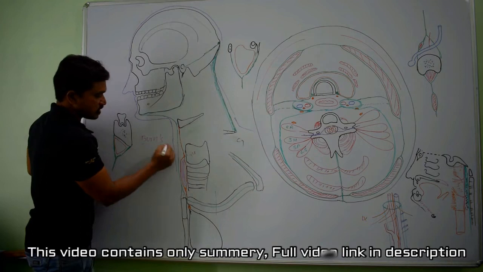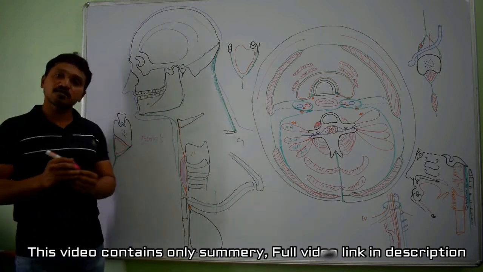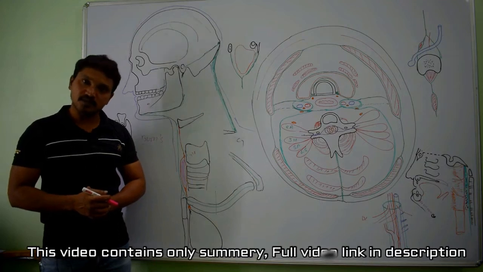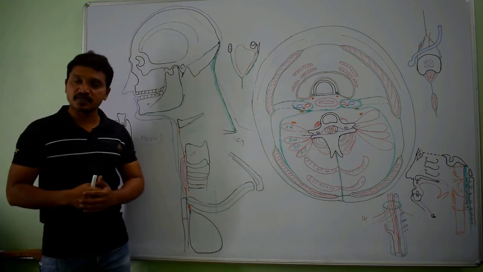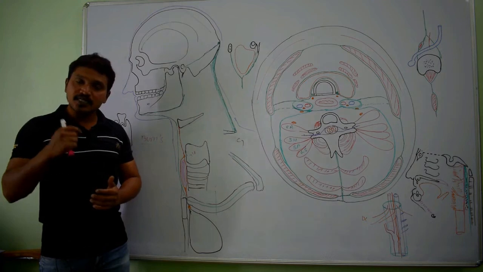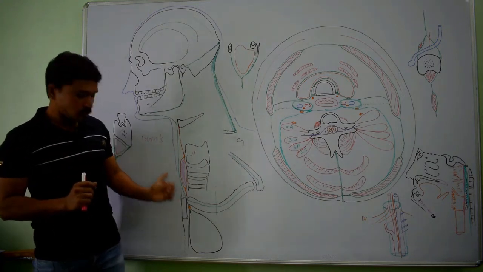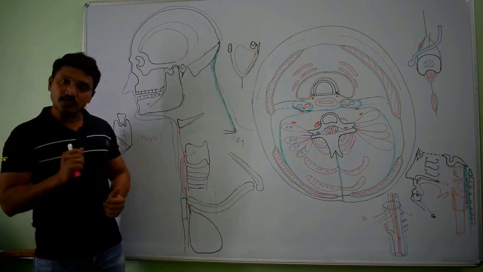This space we call suprasternal space of Burns, B-U-R-N-S apostrophe. Then what are the contents of suprasternal space of Burns? There will be anterior jugular venous arch, interclavicular ligament, sternal head of sternocleidomastoid and a few lymph nodes. This is about the suprasternal space.